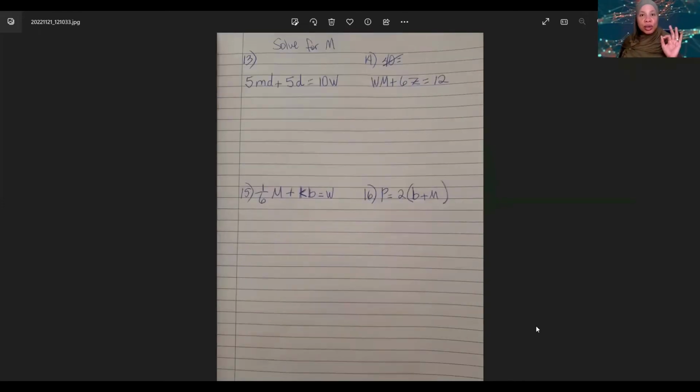Number 13, we're going to solve for M. Let me give you something different from X. Some people are like, I'm getting tired of X. So I'm going to put an M on it. Let's make this money. So solve for M.